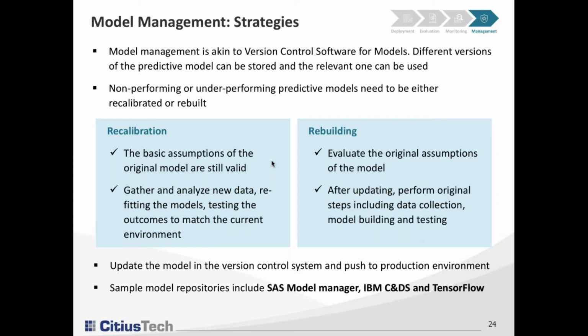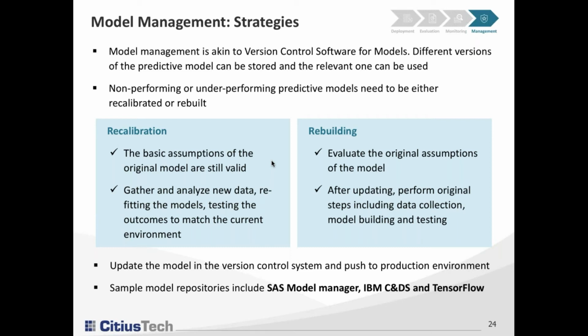So another way to think about model management is essentially version control for models. Different versions of the model can be stored within a model management platform for rollbacks or comparison between models. Specifically around when they're underperforming, the models can be recalibrated when the underlying model assumptions are still valid, or you typically rebuild them when the underlying assumptions are invalidated. For example, with new business rules or updated data that contain additional dimensions that weren't used when the model was trained. Once the model is built or recalibrated, it should be redeployed and updated in version control systems that get pushed into the production environment.